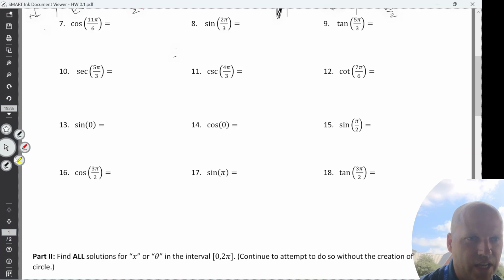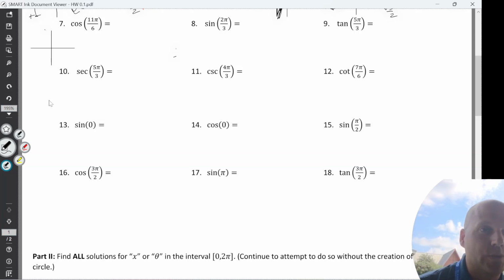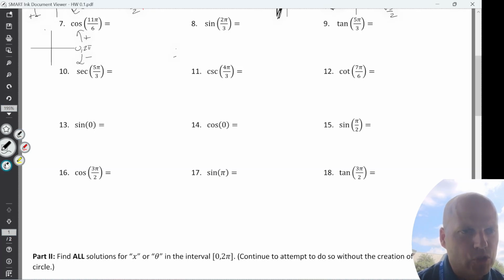11 pi over 6. Again, it's a pi over 6. So you could go to 6 pi over 6 and add 5 pi's over 6. Wouldn't it be easier if I went to 12 pi over 6, which is the same as 2 pi? Wouldn't it be easier to understand that I could subtract an angle? I will subtract a pi over 6 from 12 pi over 6. I get 11 pi over 6. It creates a 30-degree angle.